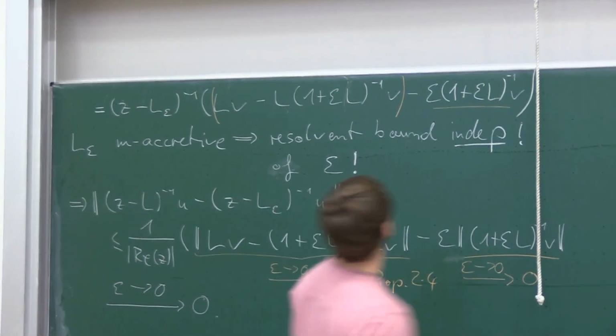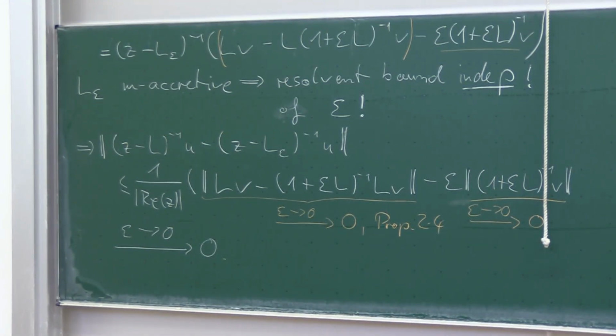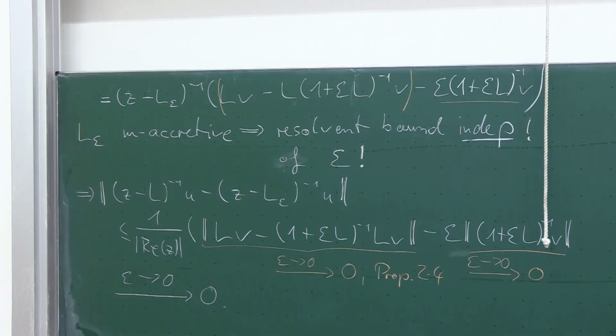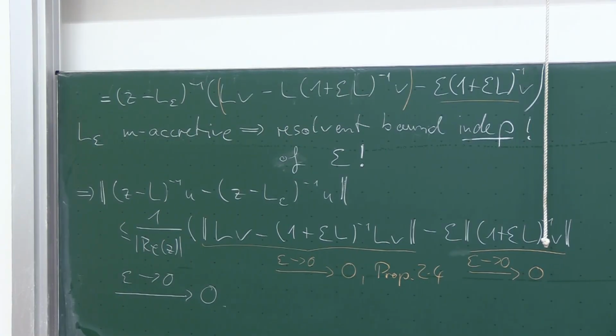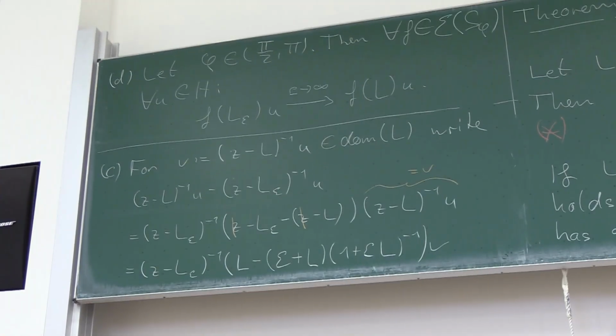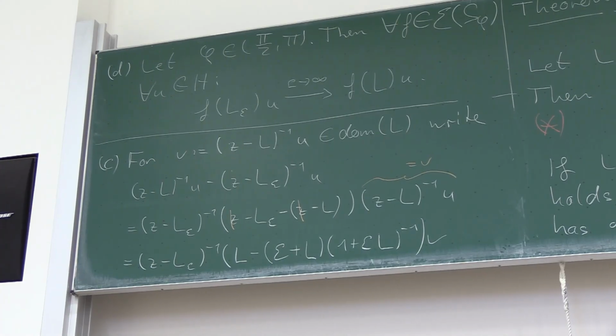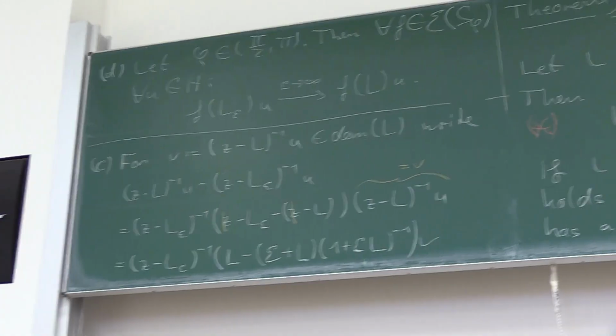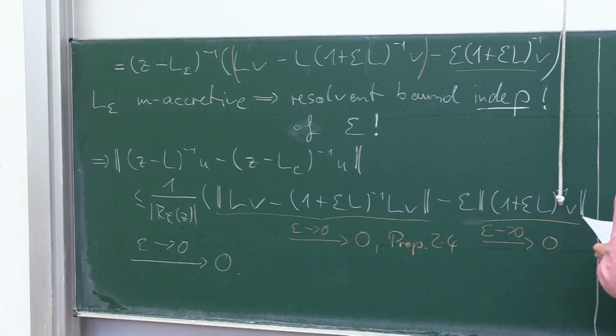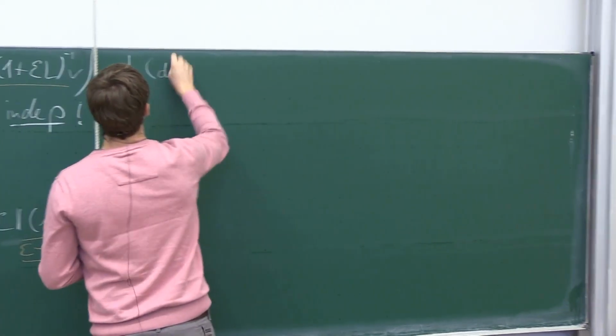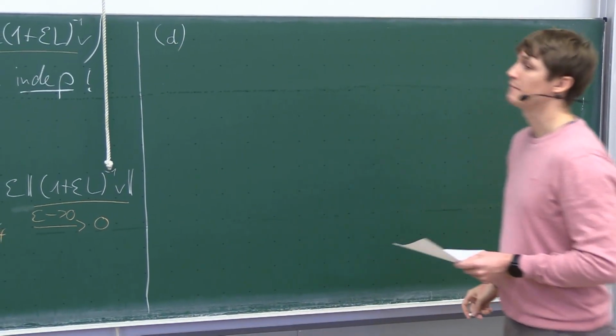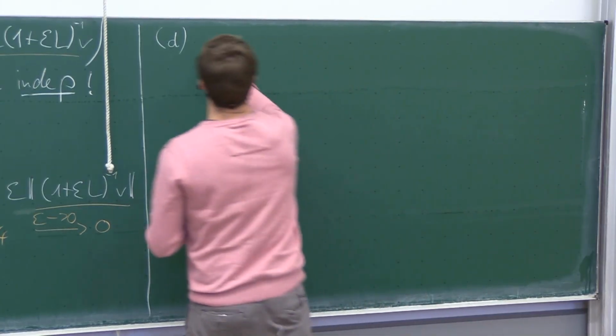Okay. And now we proved that the resolvents of L epsilon strongly approximate the resolvents of L, and it remains to prove statement D in the left upper corner there, namely that for all functions in the Dunford-Riesz class, we have a strong approximation of the operators f of L epsilon to the operators f of L. All right, so let's see why statement D is true. And then we have proven this lemma here.